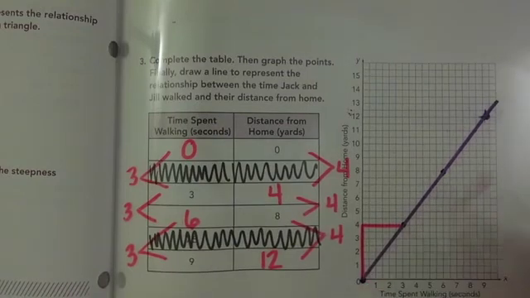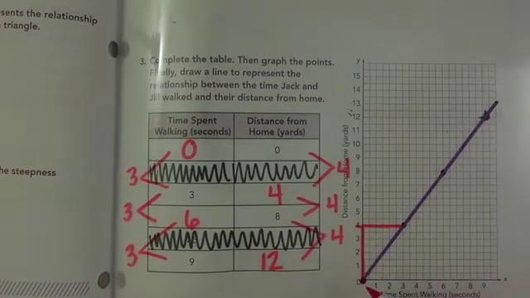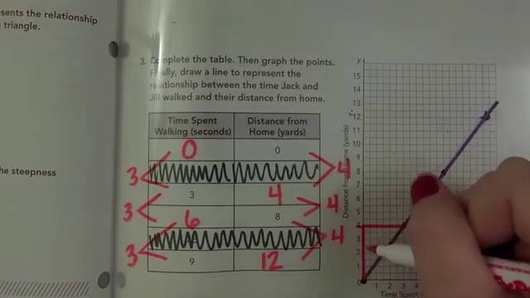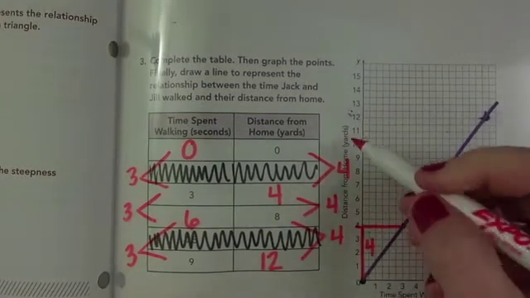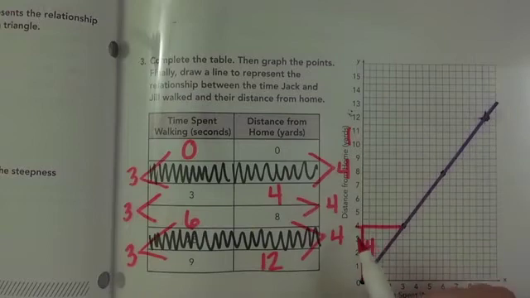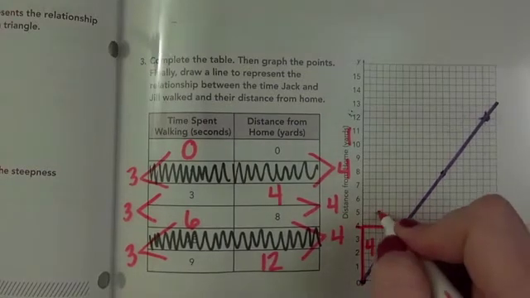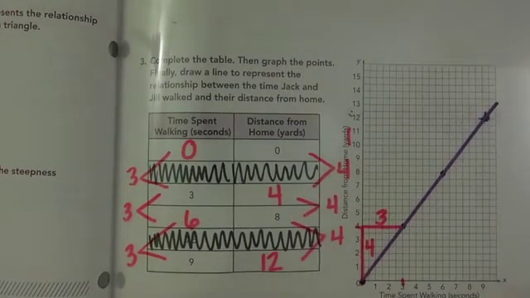So it started at 0, and then it makes it to 4. Well, how much does it change from 0 to 4? That's an increase of 4 yards. Then, if we look this way, it started at 0, and it ends up at 3. So from 0 to 3, that's a change of 3.